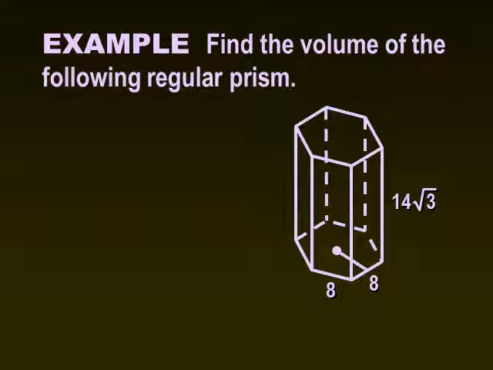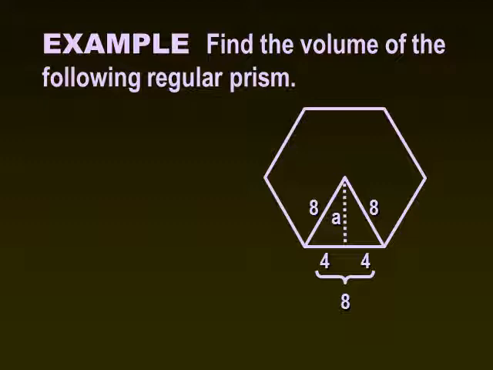So let's work through an example. We're going to find the volume of this regular prism. How many sides do we have? 6 sides. That means we have a hexagon, and it's a regular hexagon. They're telling us that in the directions. Okay, so we have a side length, it looks like, of 8, and that's just of the base, and then we have a height of 14 square root 3.